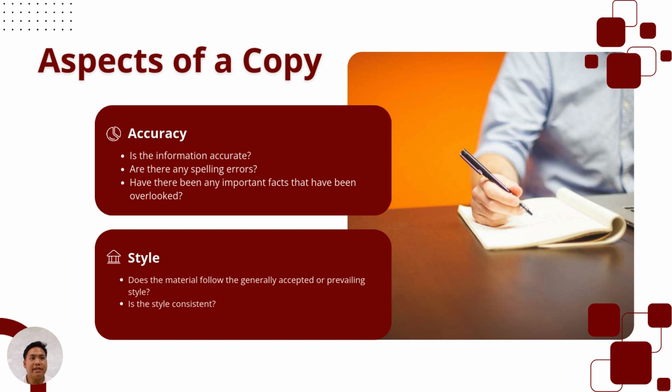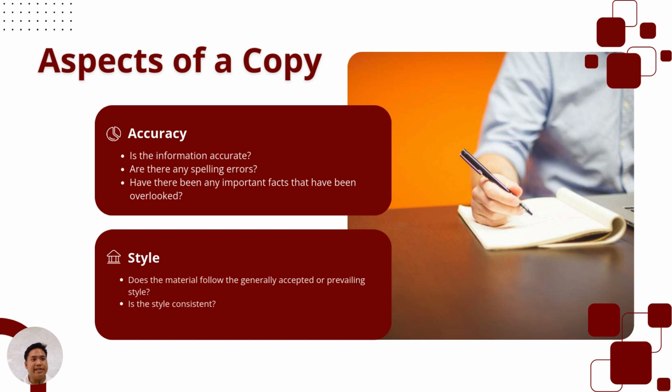Next aspect to look at is accuracy. So accuracy ensures that all information in the copy is correct. Editors check for spelling errors, verify facts, and make sure nothing important has been overlooked. For example, if a news article reports a community event, the editor will confirm the correct date, location, and names of participants to prevent misinformation.